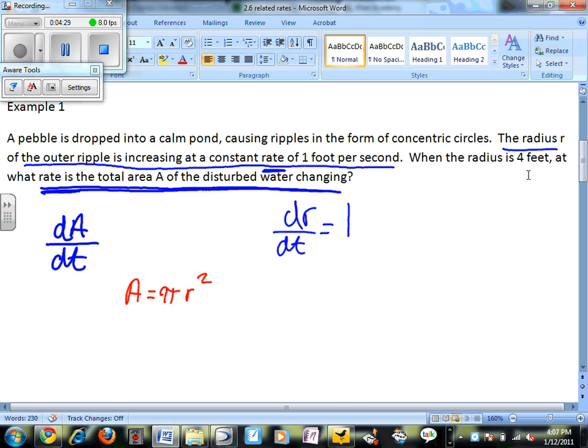There's one more condition that they gave us. It says when the radius is 4 feet, that's when they're looking for dA/dt. So we don't know this, but we know that r equals 4. Okay. So we're looking for dA/dt.